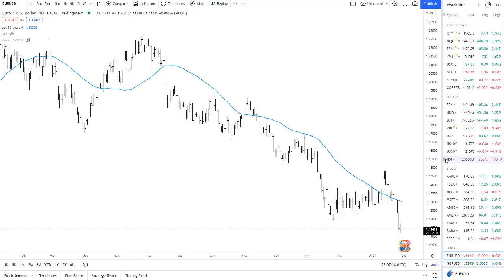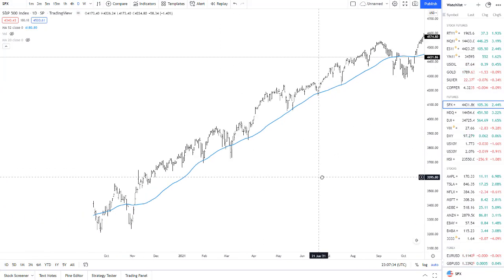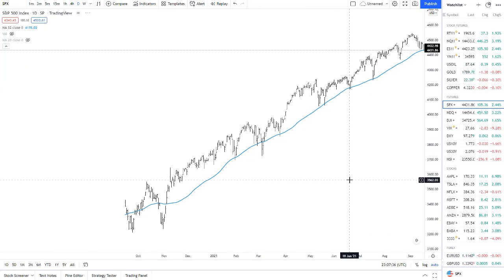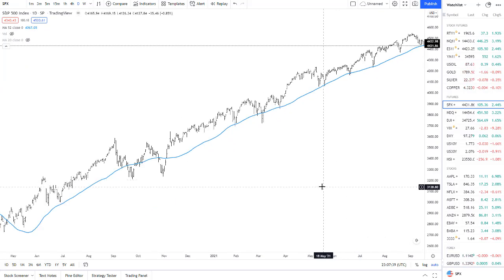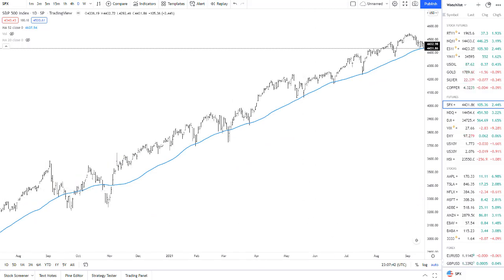Let me share with you another example on, say, the S&P 500. Last year, a lot of people were calling the top. But look what the moving average was doing. This is what a lot of people just didn't understand. Look what the moving average was doing this entire time. Every time we got a pullback, look how strong the moving average was.